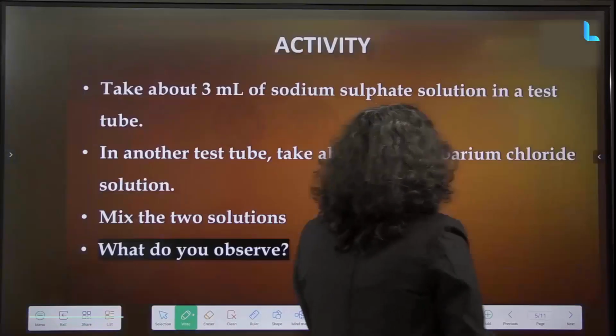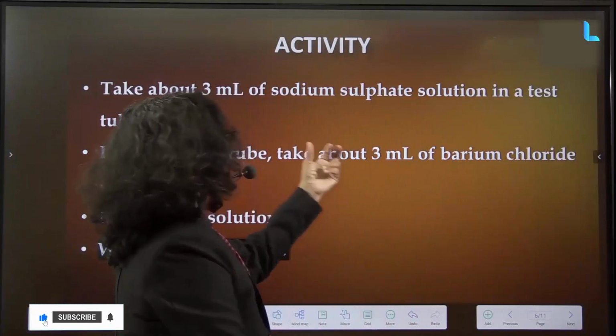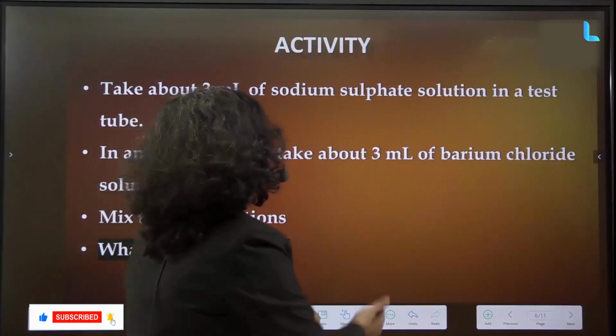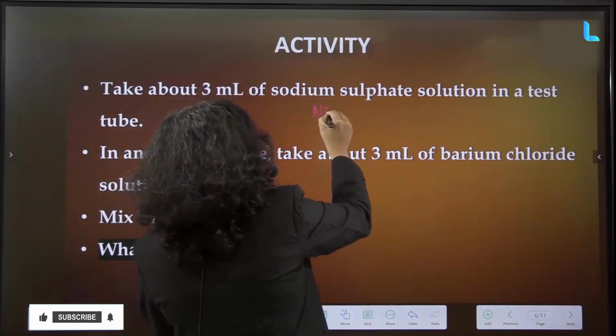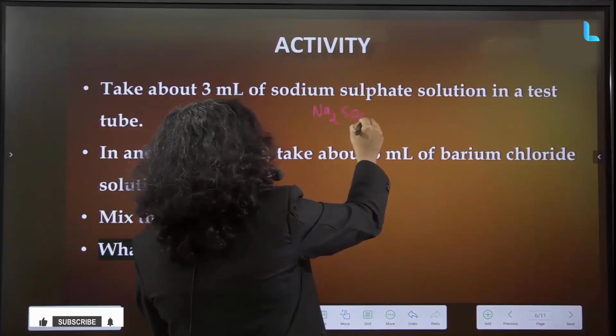Okay, let's see the next one. Now take about 3 ml of sodium sulfate. Let us know the formula for sodium sulfate, that is Na2SO4.